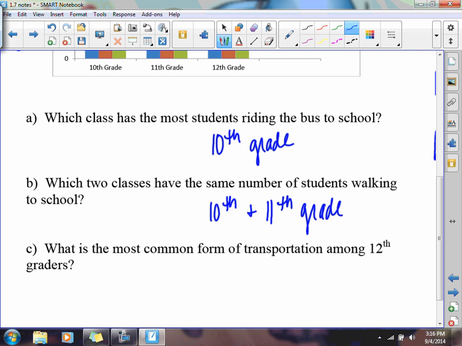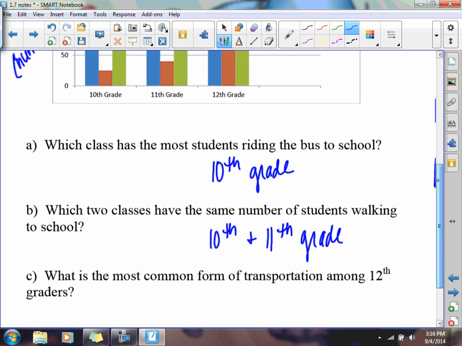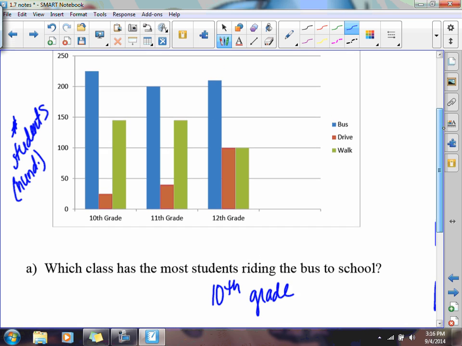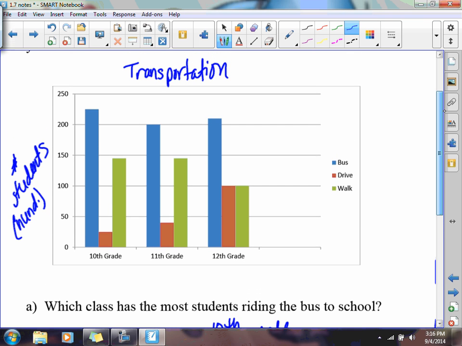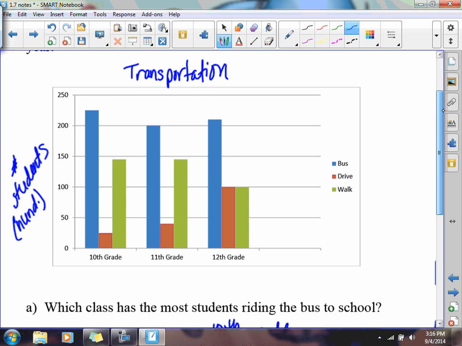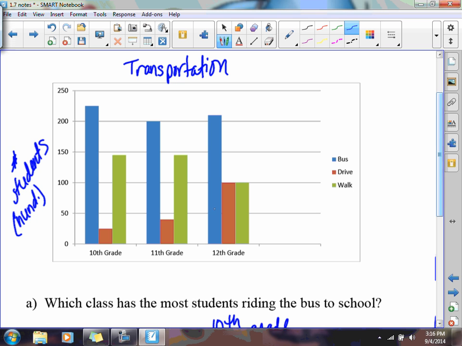And then you can see question C there says, what is the most common form of transportation amongst 12th graders? So if we go back up to our bar graph, the most common form of transportation for the 12th graders is still the bus. Okay, we can see that there are a lot more people from sophomore, junior to senior year who are driving. There are fewer people who are walking, but still that bus is the most popular form of transportation.